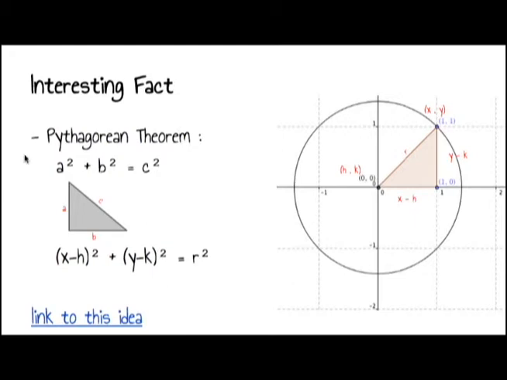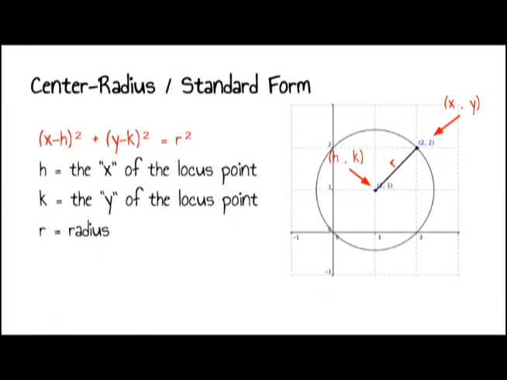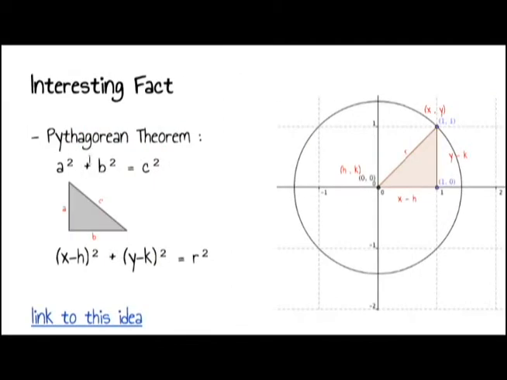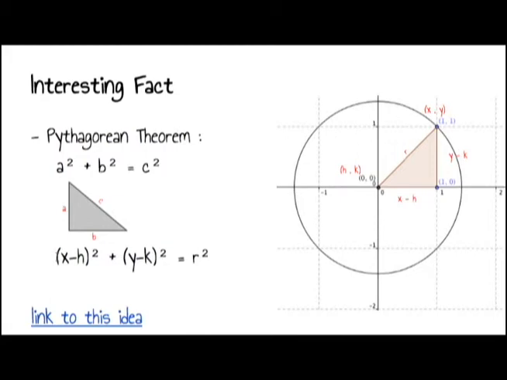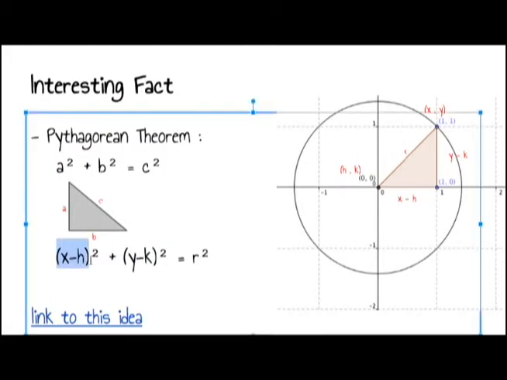For our interesting fact, we decided to take on the Pythagorean theorem and relate that to the center radius equation. The Pythagorean theorem simply states that a squared plus b squared equals c squared. In the center radius equation, we can see that form being taken on in a different format. The a squared in the Pythagorean theorem is, with the variables, (x minus h) squared, plus (y minus k) squared, which is b squared, and equals r squared, which is c squared.